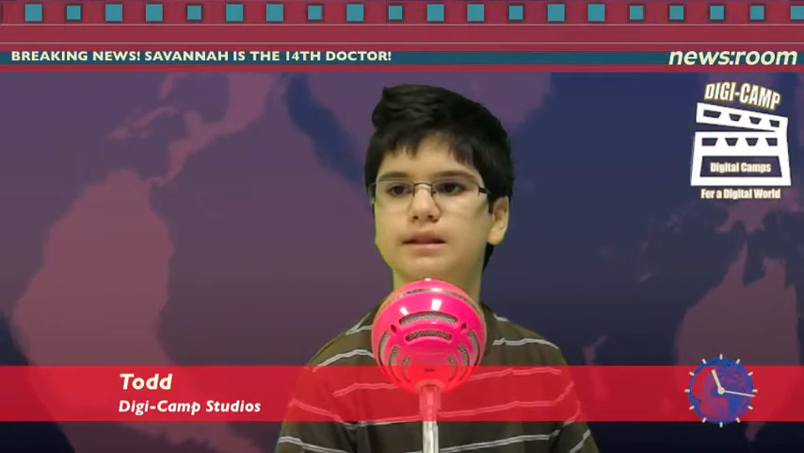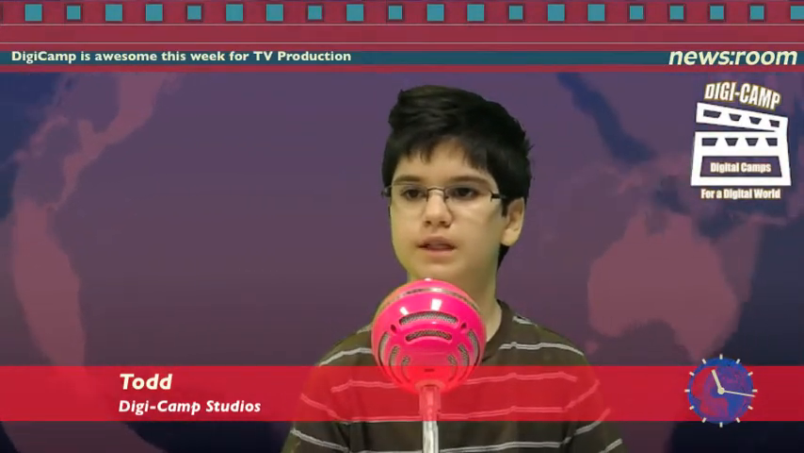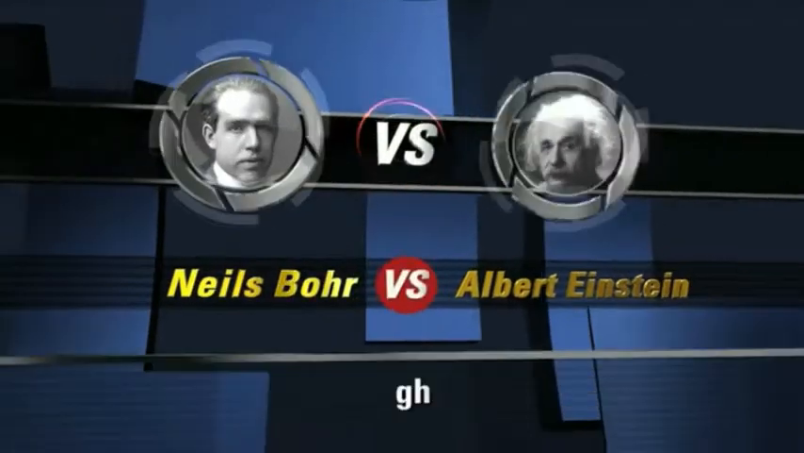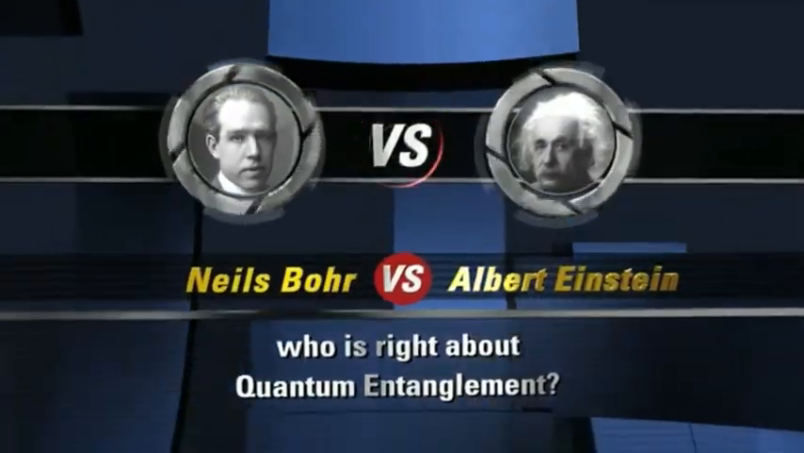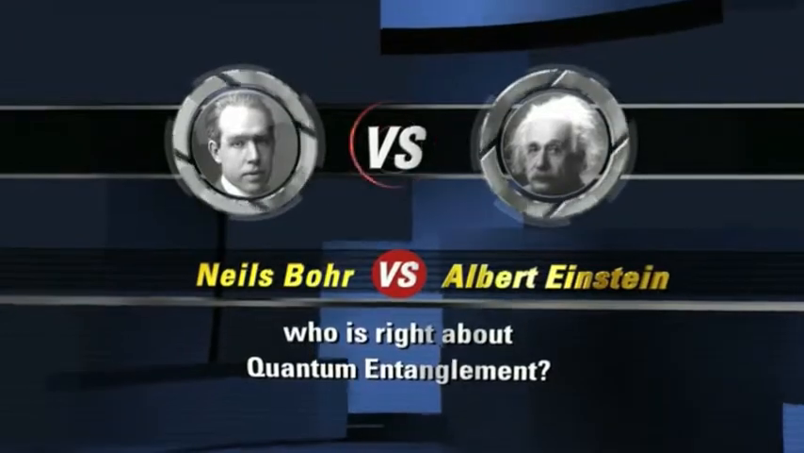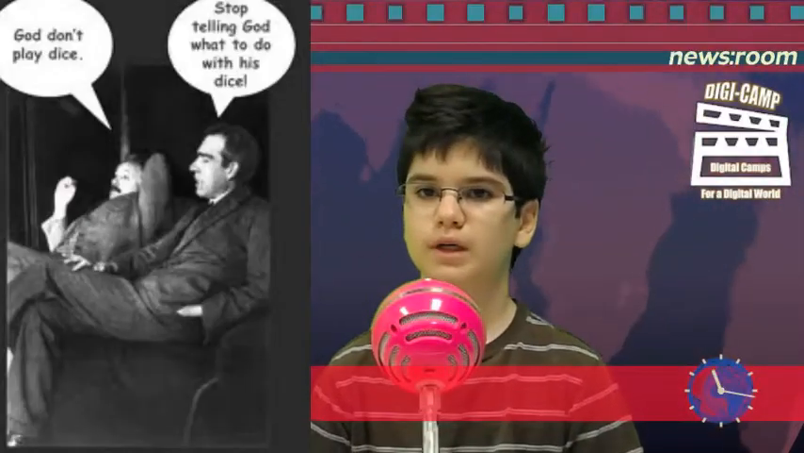Einstein didn't like that you can't tell where something is with certainty, so he told Bohr, God does not play dice. So Bohr responded, stop telling God what to do. But in the end, Einstein was proven wrong and Bohr won.